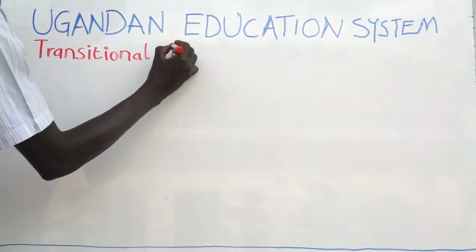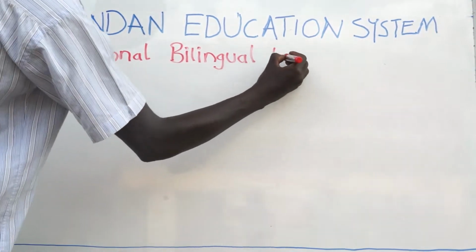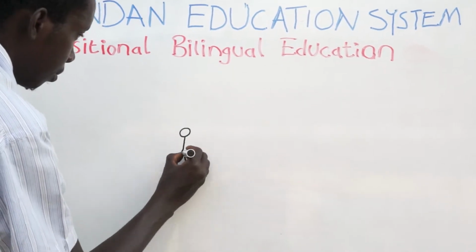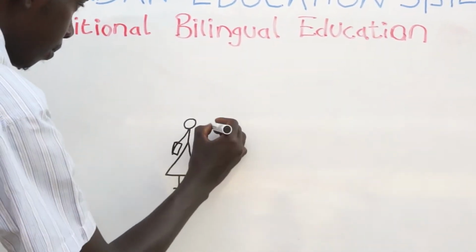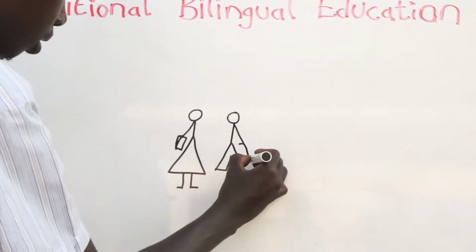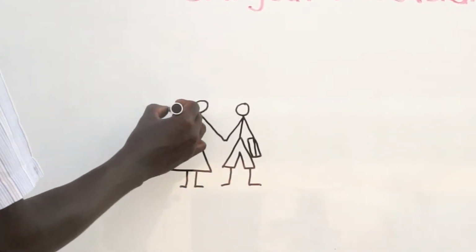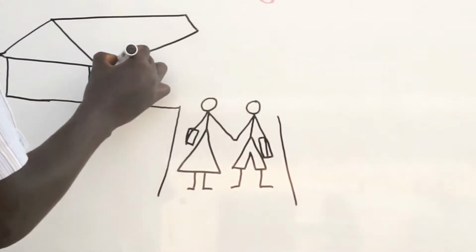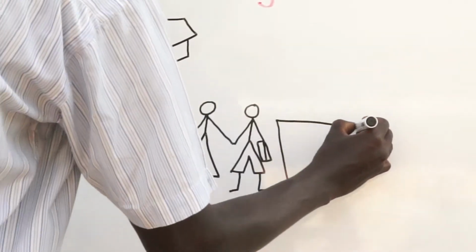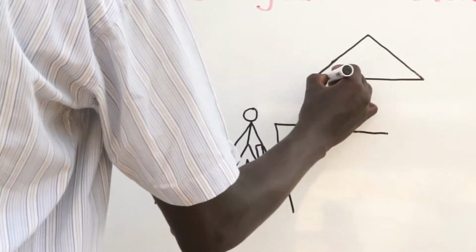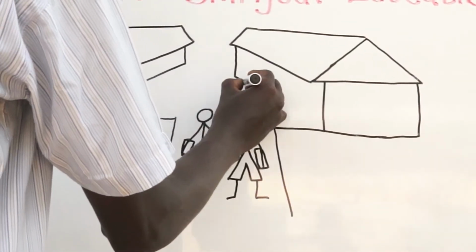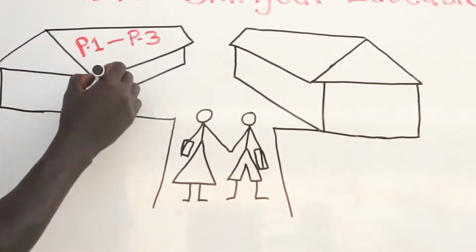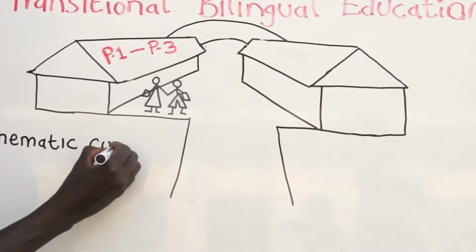Uganda uses what is called a transitional bilingual education system and is sometimes referred to as an early exit model. What does this mean? This means that children study in their mother tongue during lower primary in order to gain a solid foundation in a language they know and understand. The content of the curriculum is delivered to them in the local language from P1 to P3. English is just a subject at this point in time, not the language of instruction.